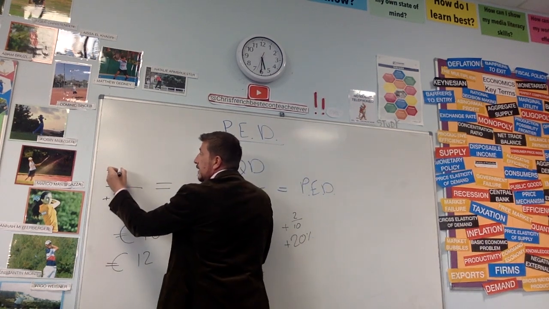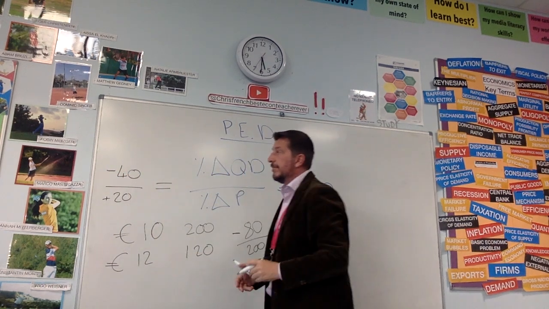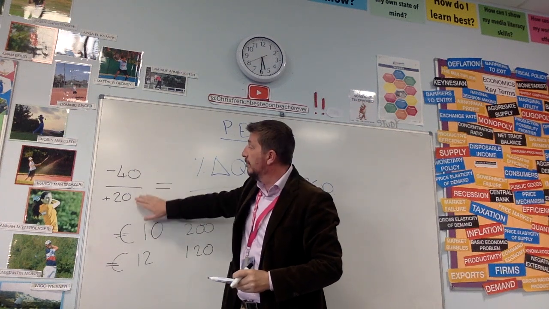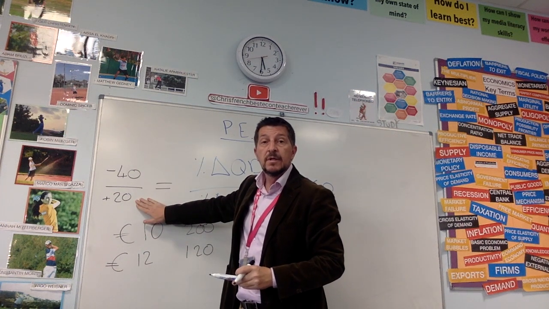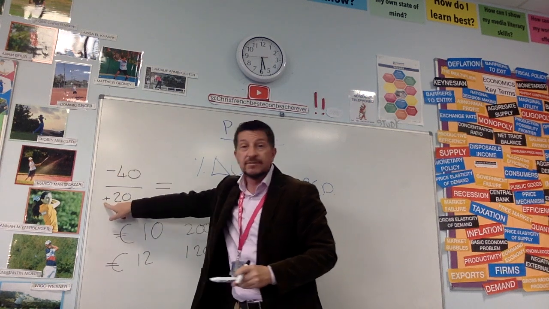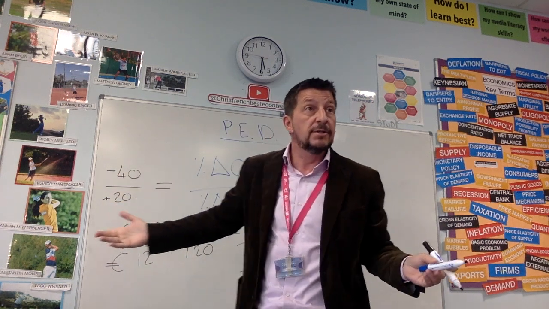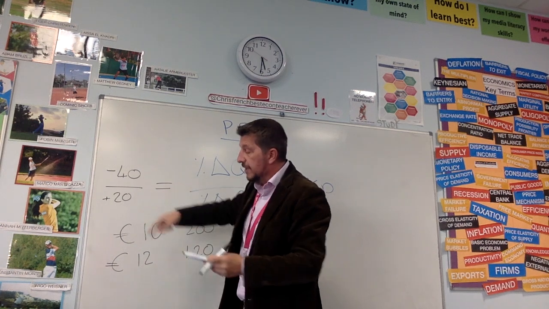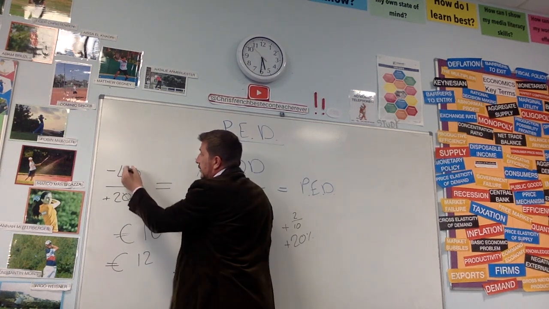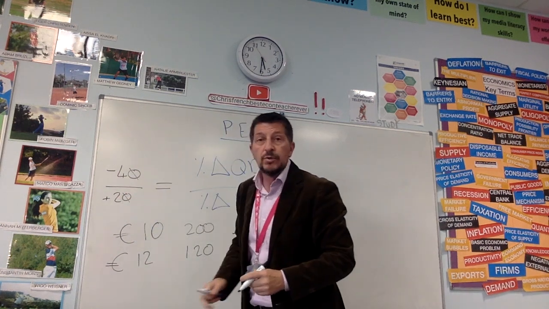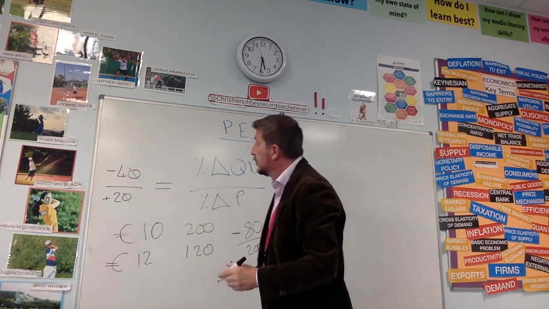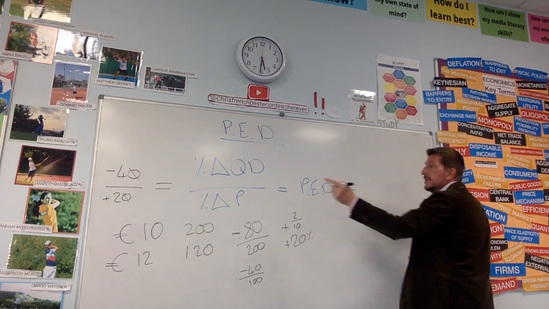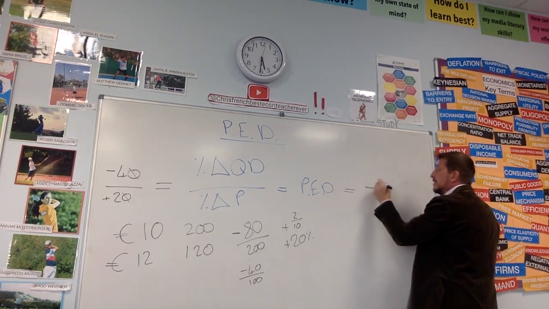Let's plug that into our formula at the top. So now we've got minus 40 divided by plus 20. Well, a plus and a minus gives us a minus. We knew that was going to be the case. And we've got 40 divided by 20. Well, let's just get rid of those zeros. 4 divided by 2 gives us 2. So we know that our price elasticity of demand in this scenario is minus 2.